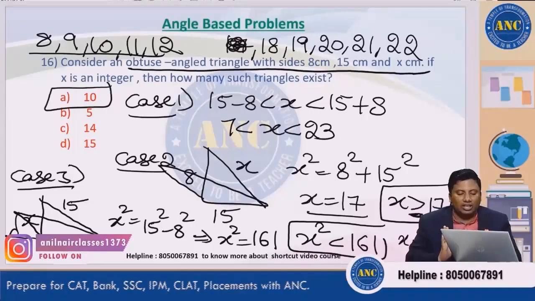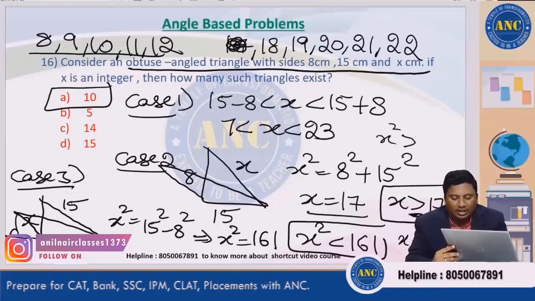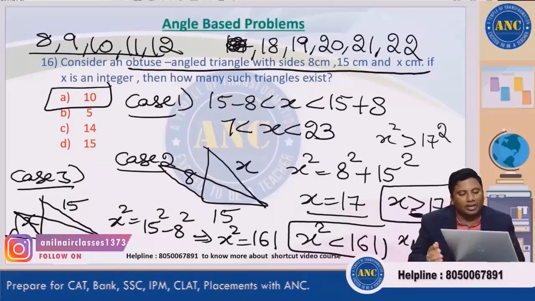Case 1, all the 3 sides should form a triangle. Case 2, x is the largest side. Case 3, x is not the largest side. Here I will get x square should be greater than 17 square. So x will be from 18. Case 1, case 2 and case 3. If there are any calculation mistakes, please take care of it.